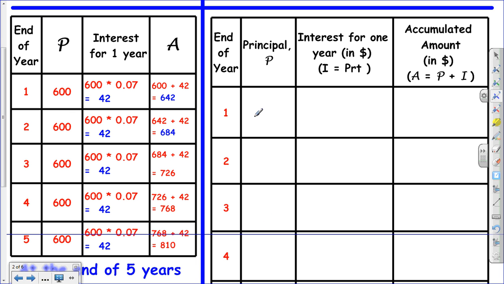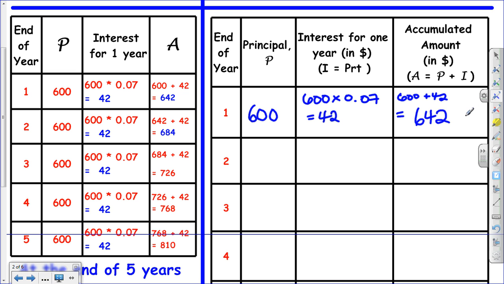All right, so the principal is still 600. And the first year, we're going to calculate it as the same thing, 600 times the interest rate for $42. And then A equals P plus I, so your accumulated amount is just 600 plus the interest, and that gives us $642. So first year, simple interest, compound interest, exactly the same. Now here's where it changes.